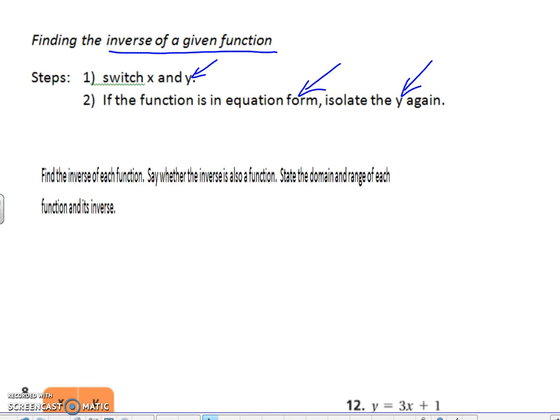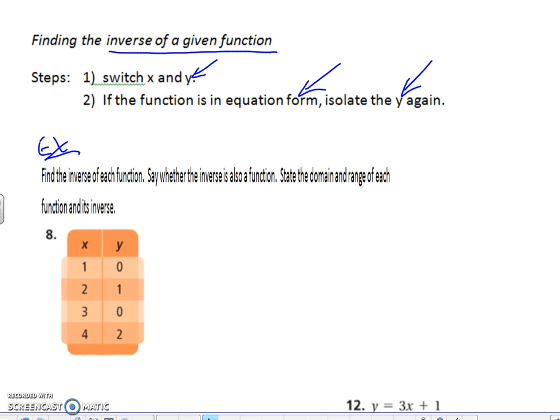All right? So let's take a look at what I'm talking about. In this example, I want to find the inverse of each function, and then I want to say whether the inverse is also a function. But then I want you to state the domain and the range of each function and its inverse. Take a look at this first problem right here.